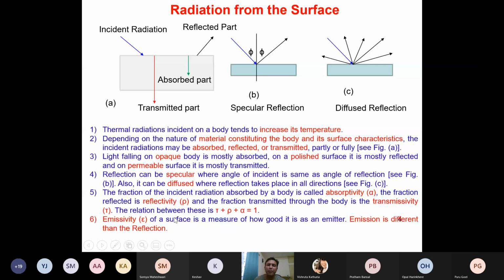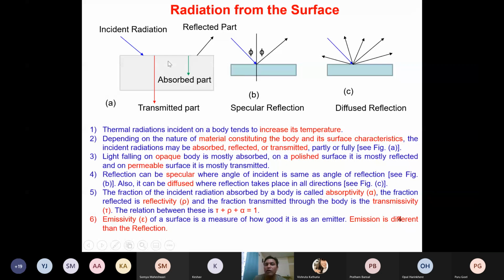Again, there is another property. Other than transmissivity, absorptivity and reflectivity, there is another important parameter which is regularly used, and that is emissivity. So emissivity of a surface is a measure of how good an emitter it is. Emission is different from reflection. Don't get confused here; emission and reflection are different.